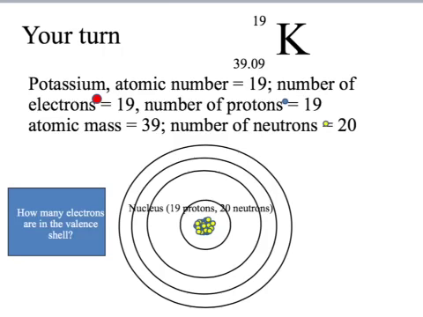So we know that in the first shell we can fit 2 electrons, so let's draw them in. 1, 2. Then in the next one we can fit 8. 1, 2, 3, 4, 5, 6, 7, 8. So far we've fitted in 10. That's good. Next one.